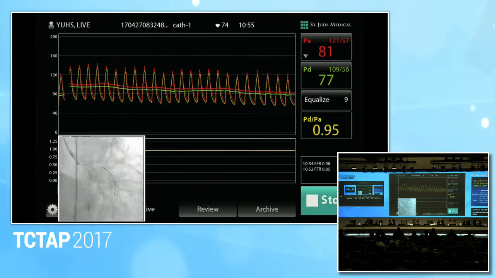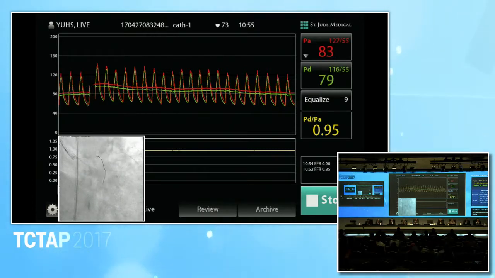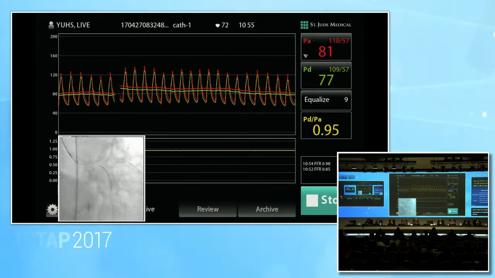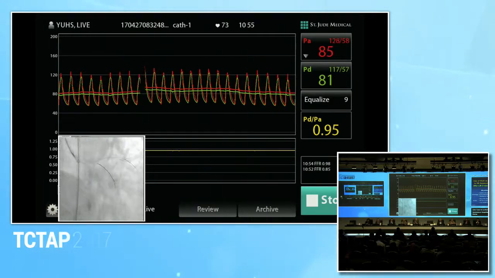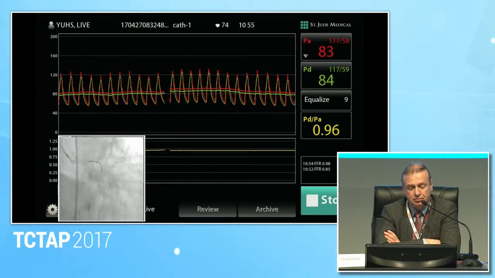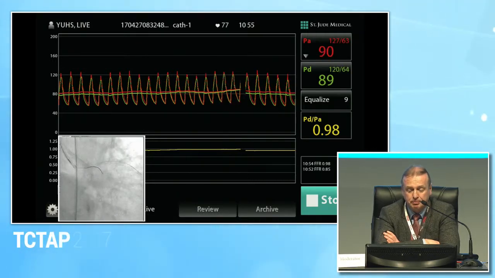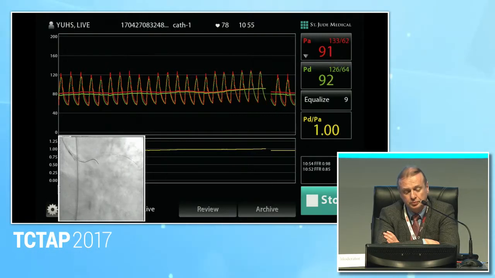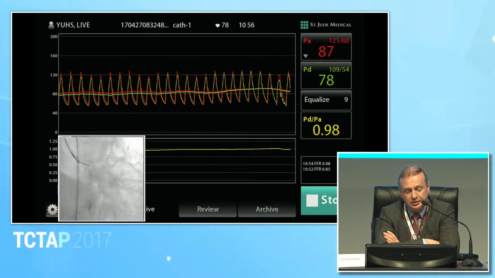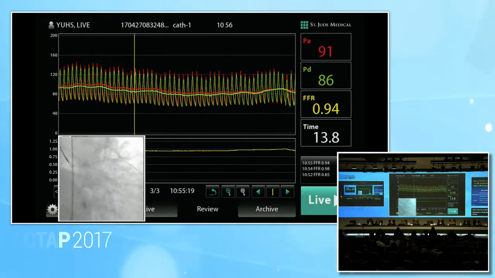Looks like it's not significant. Okay, now I will pull back. Yeah, okay, good, it's really good. Excellent. You have an excellent result. Excellent job. I would like to finish the case.